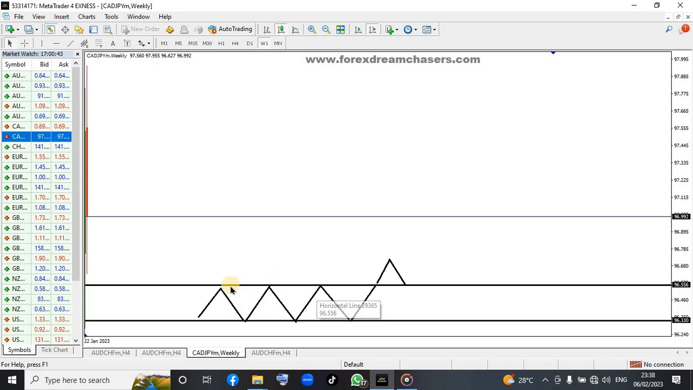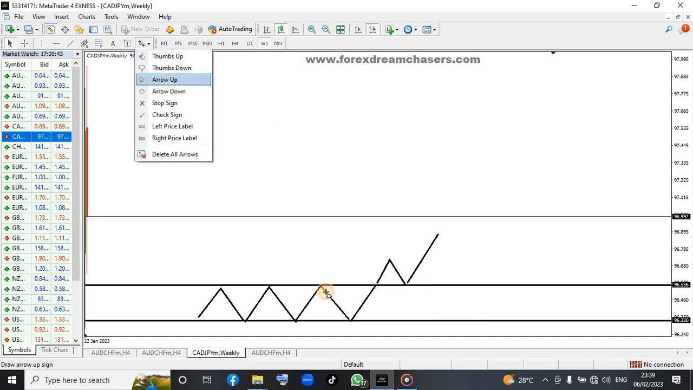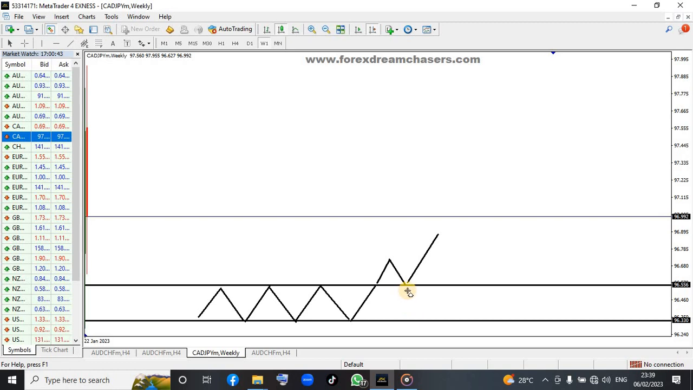You know that here it says once a support is broken, it becomes a resistance. Here's our support, here's our resistance. So once a resistance is broken, it becomes a what? A support. This is our support. What is it that's gonna happen here? Let's check. The market will go up. This is where you have to buy, and then the market will go up.